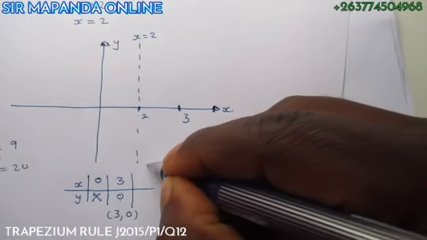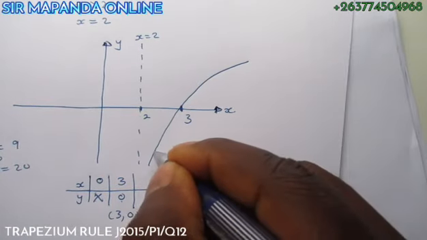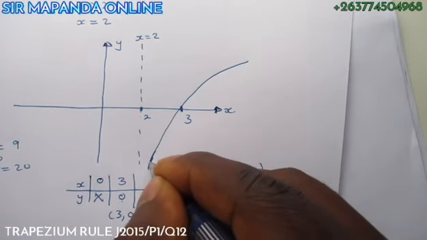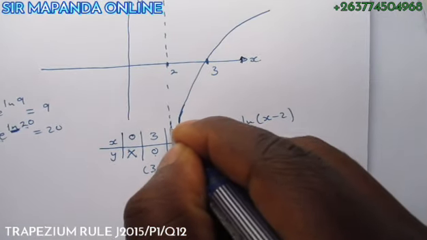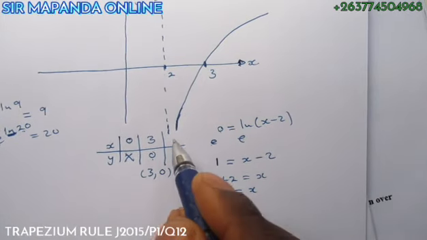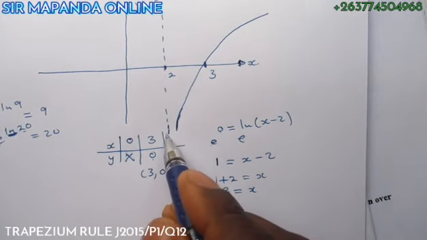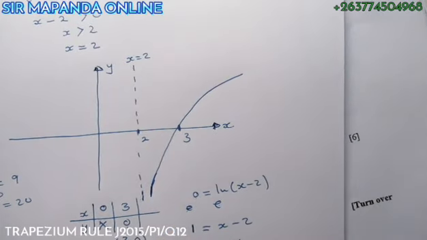So I'm now drawing my graph. And this part of the graph must not touch the asymptote line. It approaches, but it is not allowed to touch. So this is the graph. This is how it comes out.